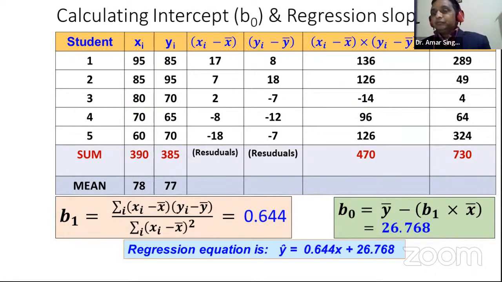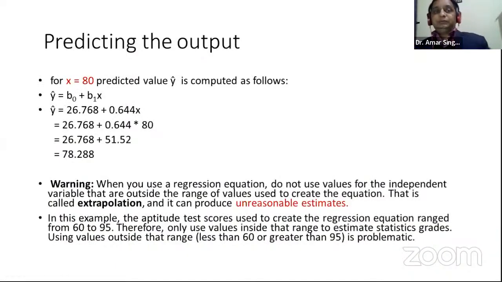Now I got the values of B0 and B1. By using these values, I can do any prediction for my data set. So I evolved the regression model now. I know B1, I know B0, I know the X values also here. Now I want to do the prediction for 80. If the student has 80 marks, then how many marks will they get in statistics?